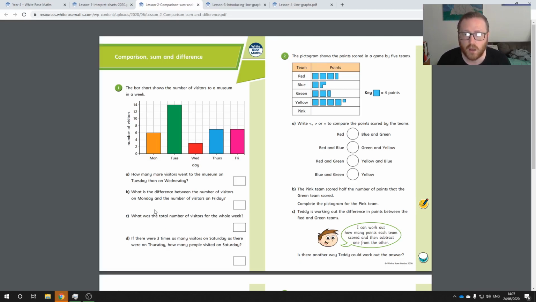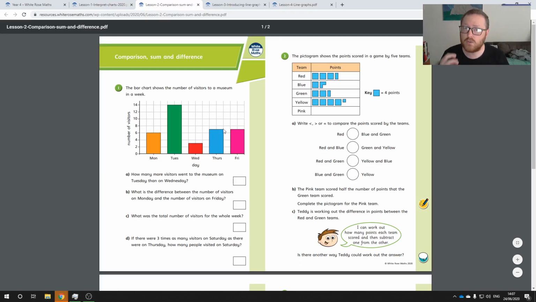Okay, what's the total number of visits for the whole week? So add everything up. And if there were 3 times as many visitors on a Saturday as they were on Thursday, how many people would visit? So again, using what you know, can you answer a question about some extra information you've been given?